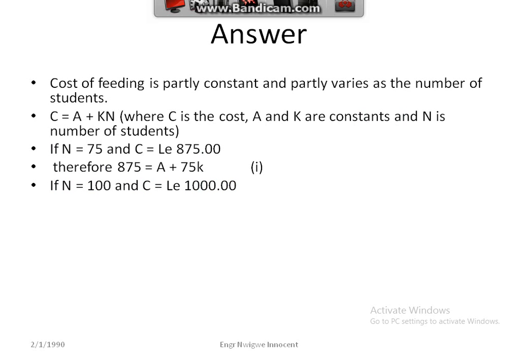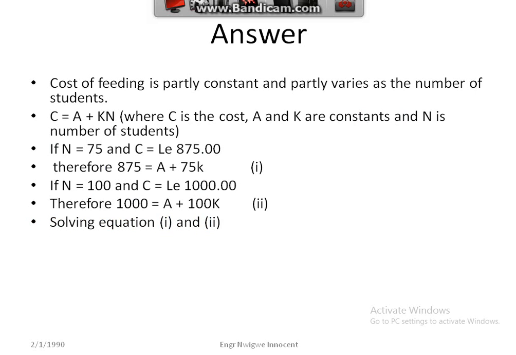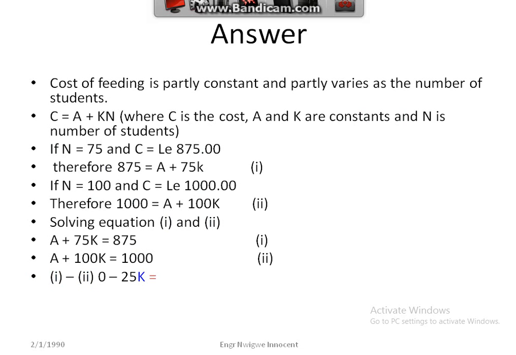If N is equals to 100 and C is equals to 1000, substituting the values, we now have 1000 is equals to A plus 100k. This is our equation 2. Solving equations 1 and 2, we have A plus 75k is equals to 875, A plus 100k is equals to 1000. Equation 1 minus equation 2 will now give us minus 25k is equals to minus 125. Therefore, k is equals to 125 over 25, which will give us 5.